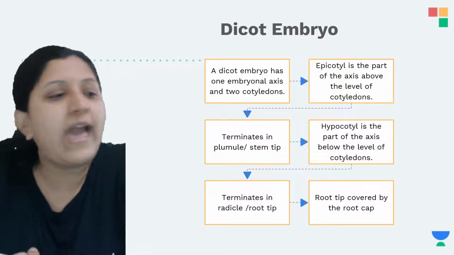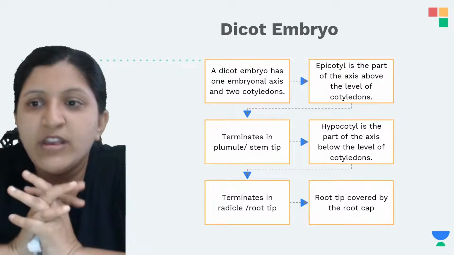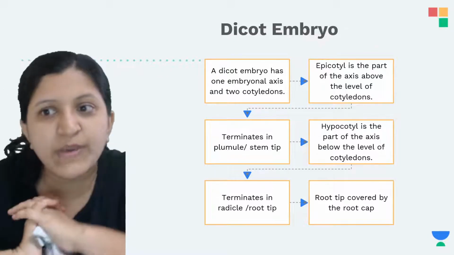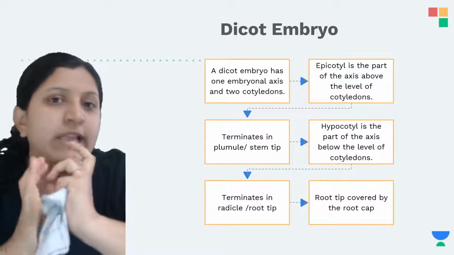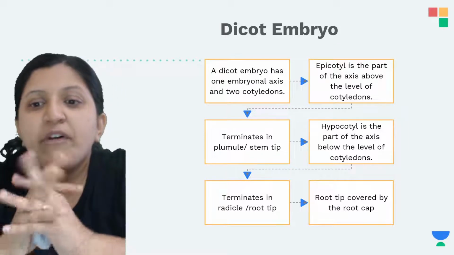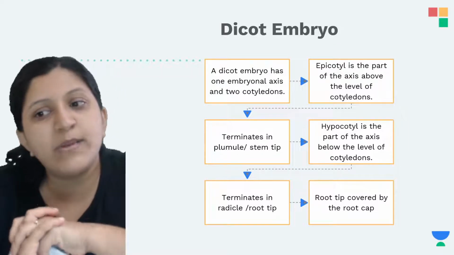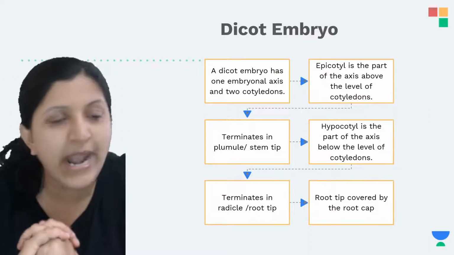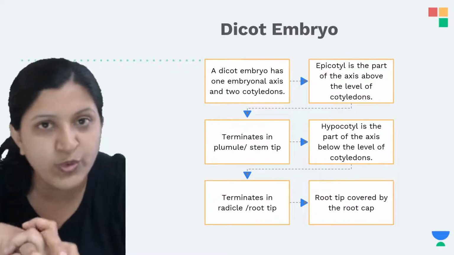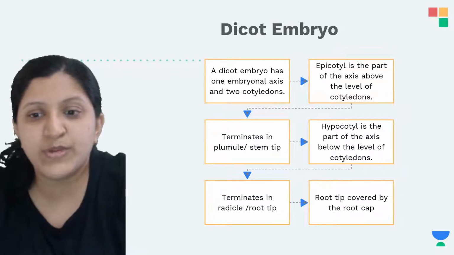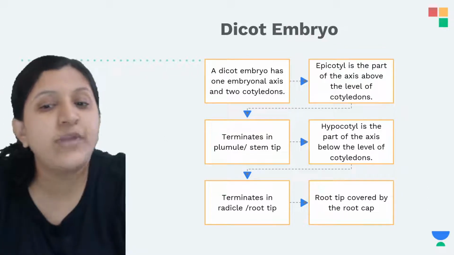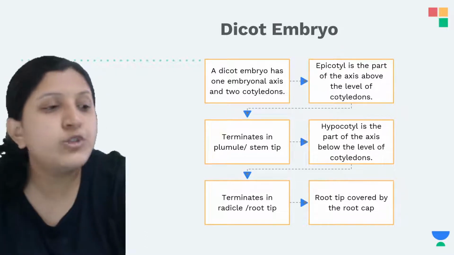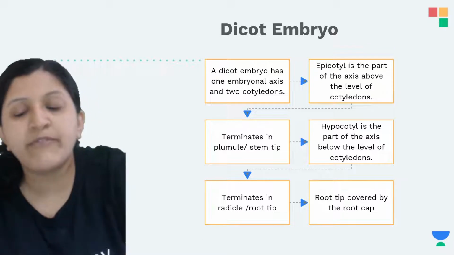Now we have seen the dicot embryo. There is the epicotyl part that I mentioned on the embryonal axis. This is the axis above the level of the cotyledon. The hypocotyl is the part of the axis below the level of the cotyledon, between the radicle and the embryonal node. This terminates in a radicle or root tip. The root tip is covered by the root cap.